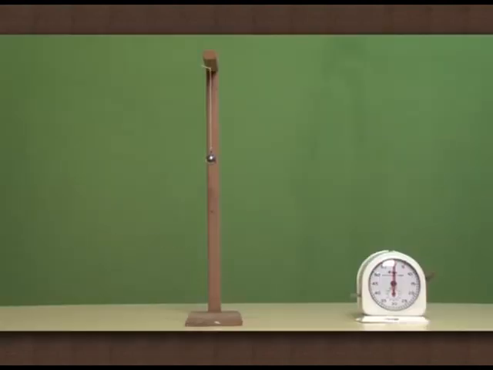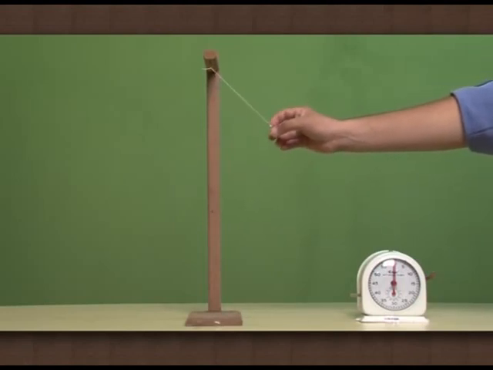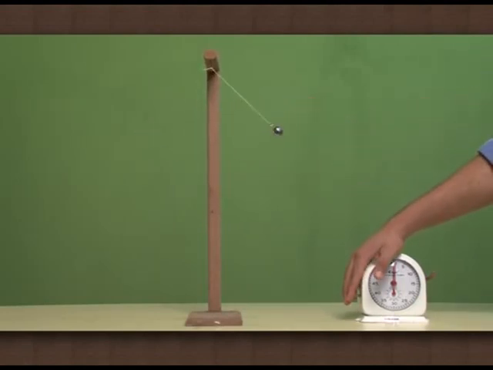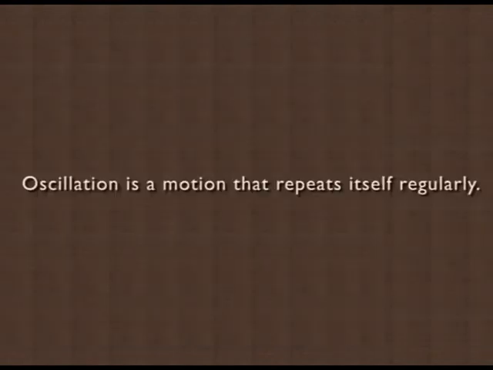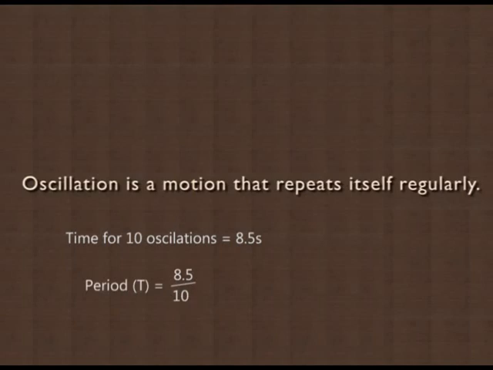Shorten the length of the pendulum and again calculate the period. 1, 2, 3, 4, 5, 6, 7, 8, 9, and 10. Now it took 8.5 seconds to complete 10 oscillations. So the period t is equal to 8.5 over 10, which gives us 0.85 seconds. The period varies with the length of the pendulum. Take various lengths of the pendulum and repeat the experiment.